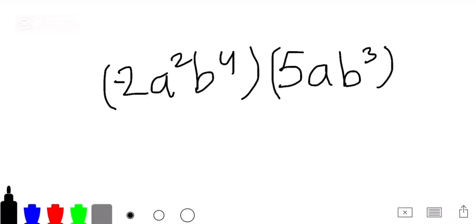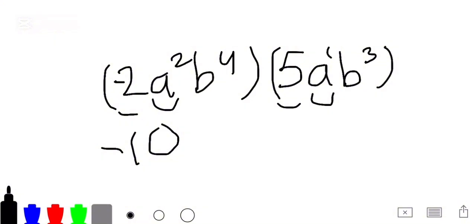Here's another example of two monomials being multiplied. This might look a little scary, but once you break down the steps, it's pretty easy. So the first thing we want to do is multiply the coefficients. So we have minus 2 times 5. And using the integer laws, we can find out that it's negative 10. The next step is to multiply the variables. So we have a squared and a, and we know there's a hidden 1 here. Because they're the same bases, we add the exponents, and we're left with a cubed.